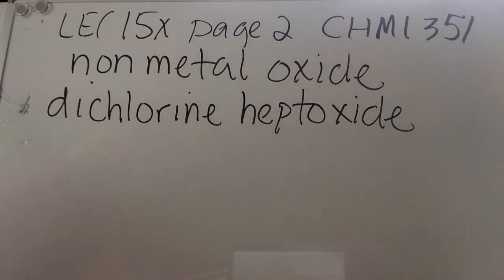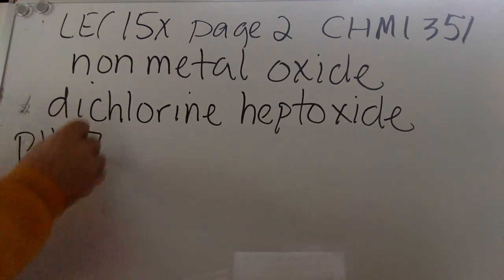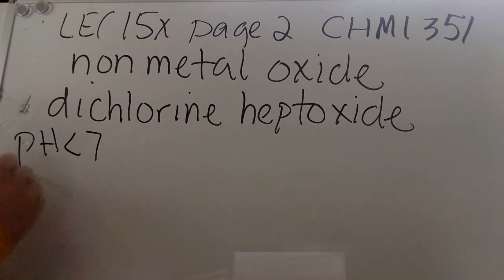Continuing our discussion of Lecture 15x, page 2 for descriptive inorganic chemistry, we're looking at the last compound on the page, which is a nonmetal oxide. So what's the pattern with nonmetal oxides? In this particular case, I chose dichlorine heptoxide, which has peculiar behavior. Sometimes you'll not be able to predict this, but based on nonmetal oxides, we previously suggested that nonmetal oxides give us acidic solutions, i.e. pH is less than 7.